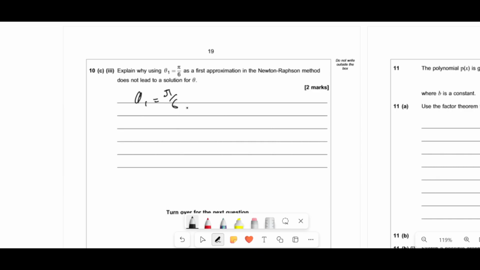Well, from before, the function would have had theta minus sine 2 theta over 1 minus 2 cos 2 theta. If you were to put pi over 6 into 1 minus 2 cos 2 theta, it equals 0. And that's undefined. So that's why you can't do it.